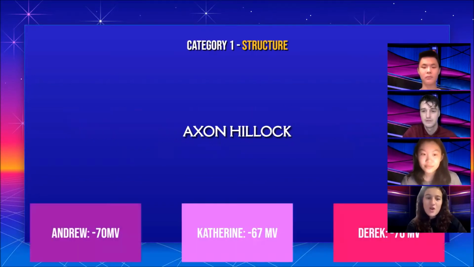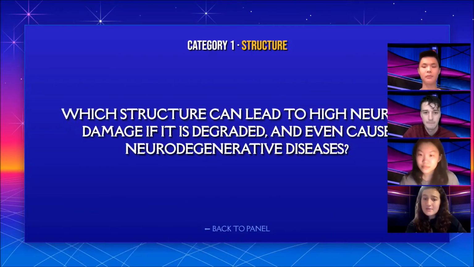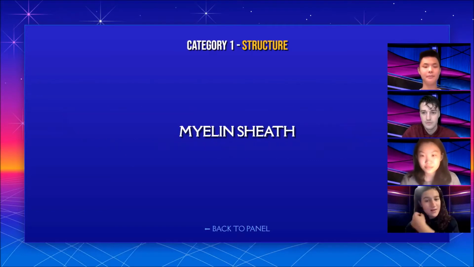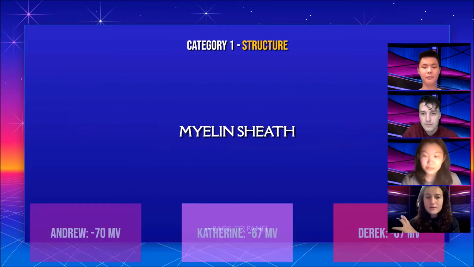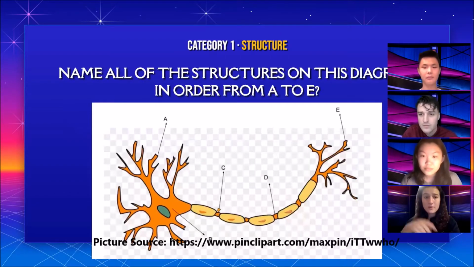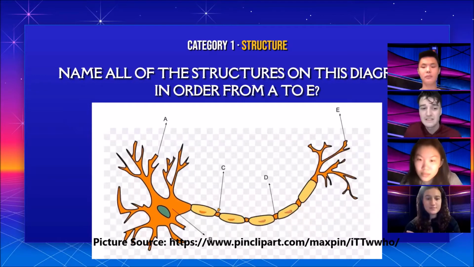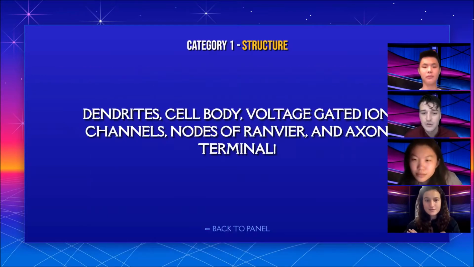Next question, which structure can lead to high neuron damage if degraded and even cause neurodegenerative diseases? The myelin sheath. Correct. And now for our last structure question, who can name all of the structures on this diagram in order from A to Z? Ooh, I got this one. It's dendrites, cell body, voltage-gated ion channels, nodes of Ranvier, and the axon terminal.